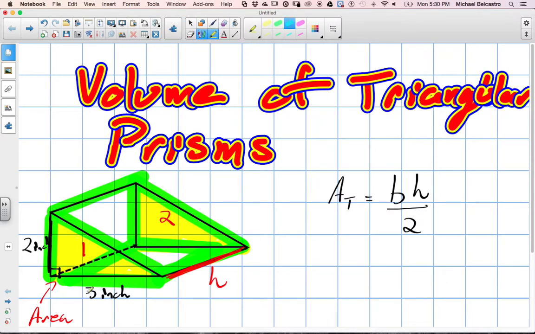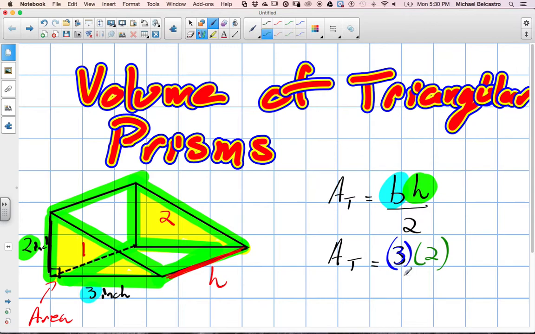3 inches. Yeah, 3. So we're going to replace the b with the number 3. And then what is the height? 2 inches, good. So we're going to replace the h with the 2. And then we're going to have the area of our triangle. So we have the number 3, in blue, times our height, which was green, times 2. And all of that's going to be divided by 2.